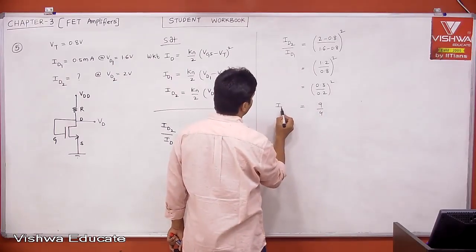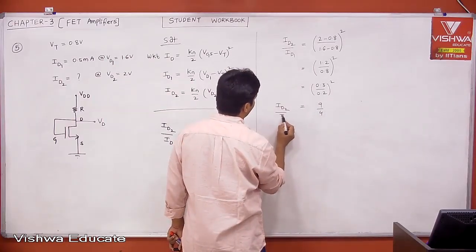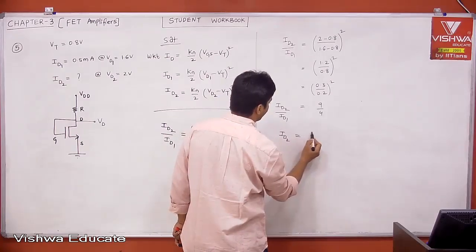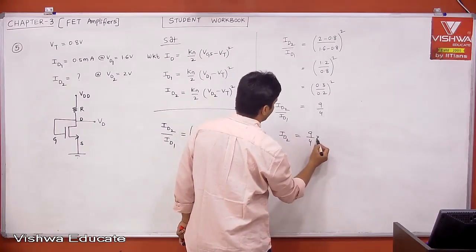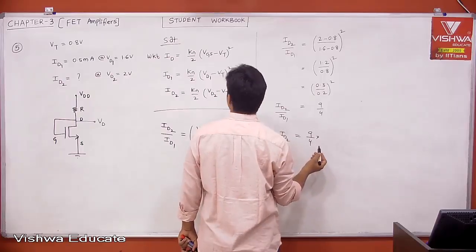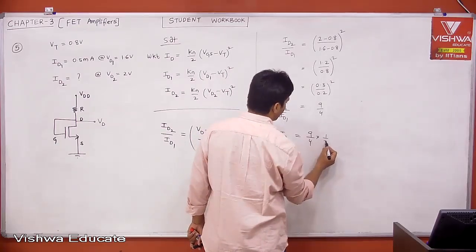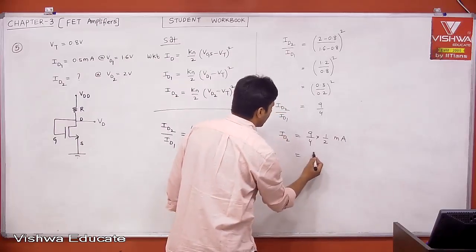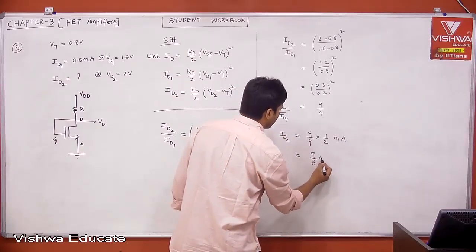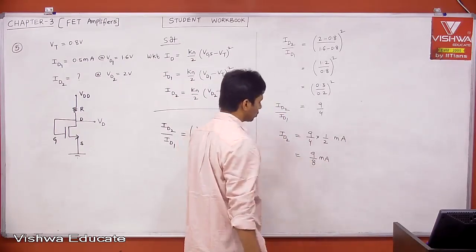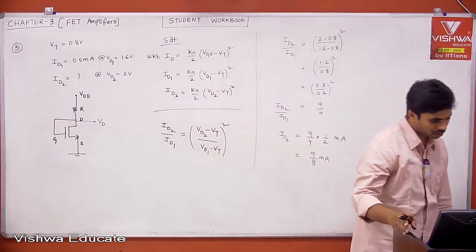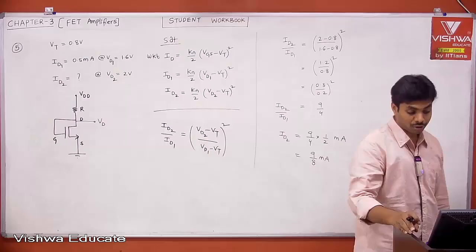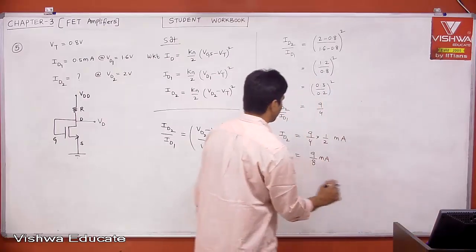Then what is our ID2? Therefore, ID2 divided by ID1. ID2 is equal to 9 by 4 into ID1, 0.5, which is nothing but 1 by 2 milliampere. Therefore, which is 9 by 8 milliampere. Definitely greater than 1 but close to 1. What is the answer? No need to solve. Greater than 1 but close to 1. Only we have one answer, 1.125.